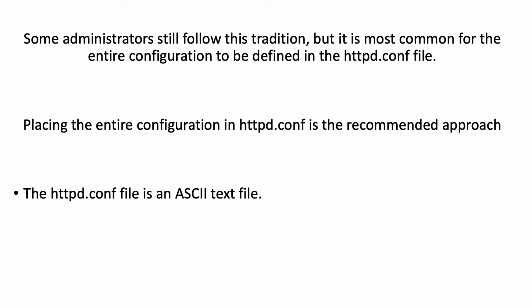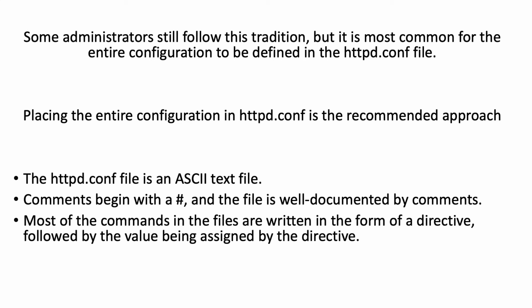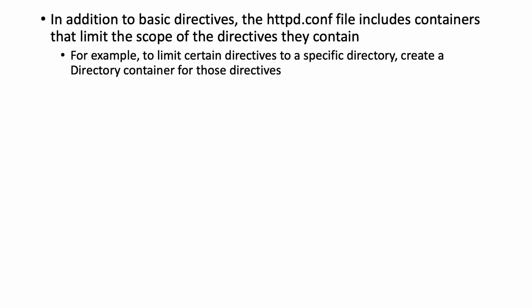The httpd.conf file, which hereafter I'm going to call the conf file, is an ASCII text file that you can use Notepad to view and edit. Or you can use VI if you're on a Linux machine, or something else if you want to. It's basically just an ASCII text file. The comments start with a pound sign. Any line that starts with a pound sign is used only for documentation. Most of the commands in the file are written in the form of a directive followed by the value to be assigned to that directive.